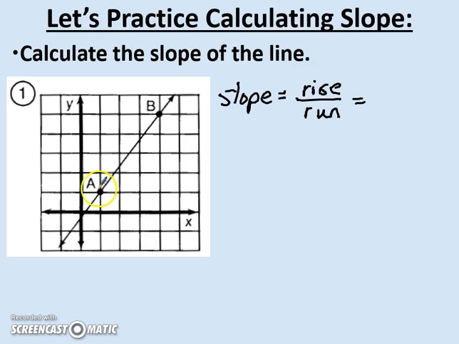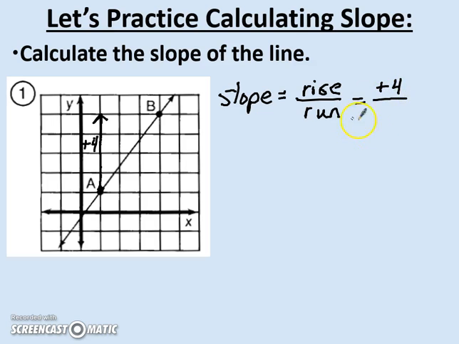Personally, I like to start with the leftmost point, which is A, and I'm just going to move upward, not diagonally, just upward until I'm in line with B. So there's up 1, up 2, up 3, up 4. So I've gone up, which is positive, 4 for my rise. So my rise is positive 4.